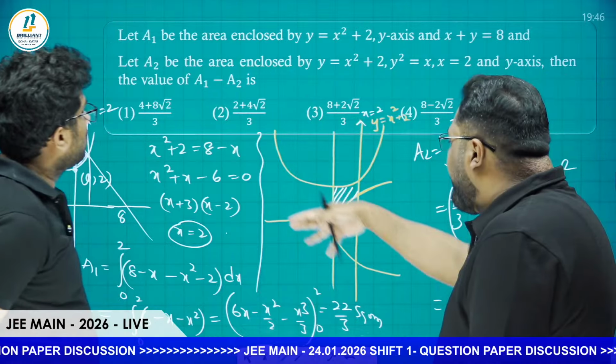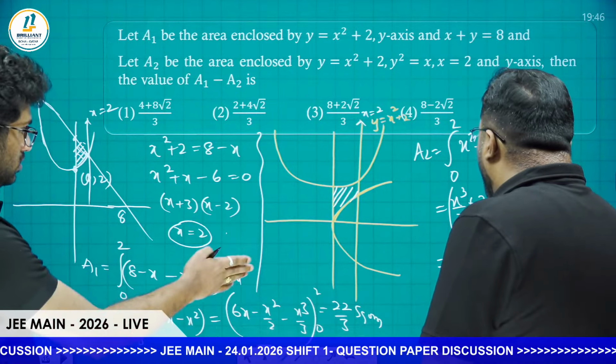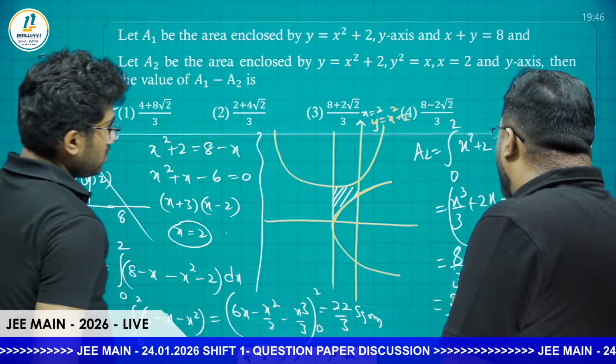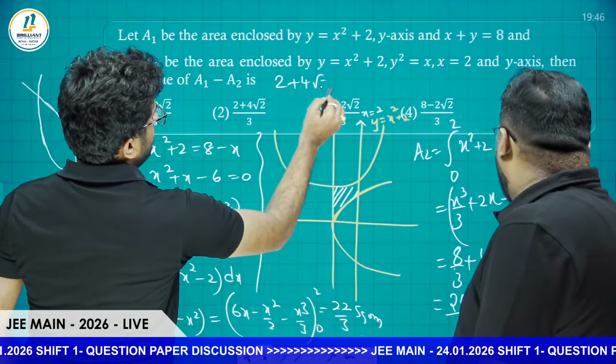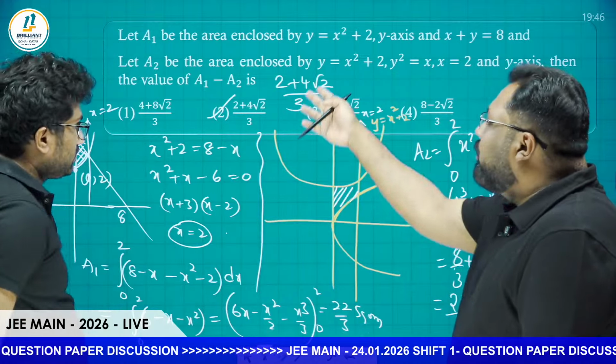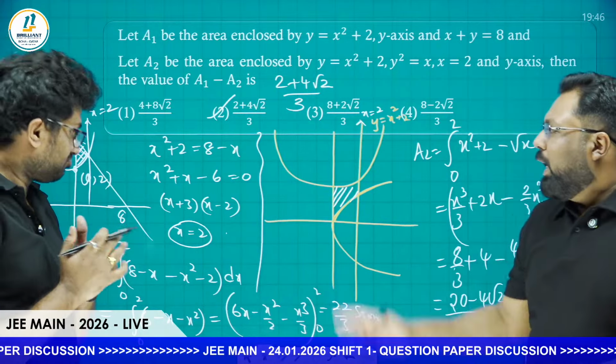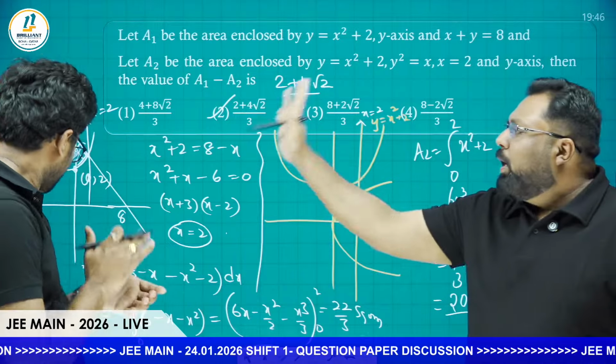And what they want is A1 minus A2. You have A1 here, you have A2 here. So 22 minus 20 is 2, and that will be plus 4 root 2 by 3. So 2 plus 4 root 2 by 3, which is the correct option. A parabola and a line.